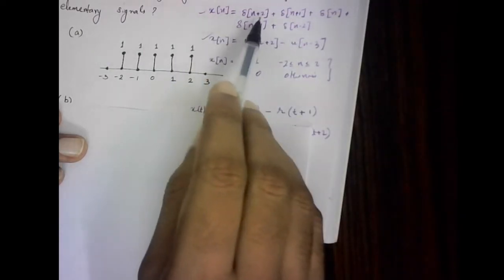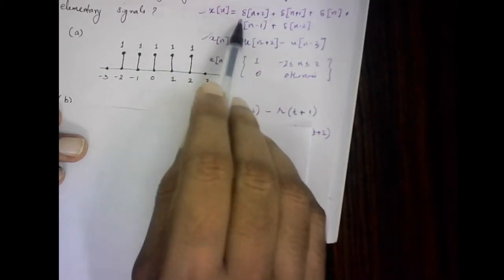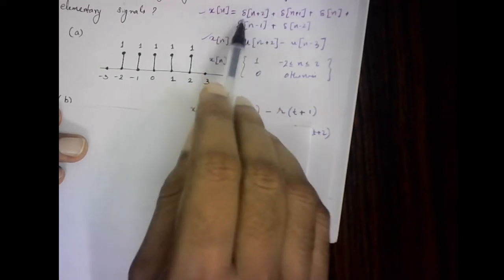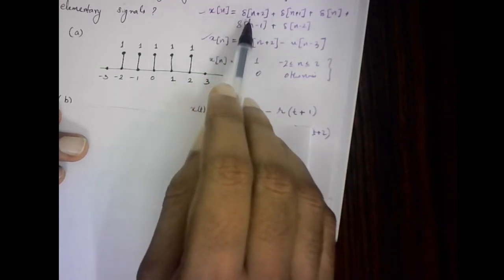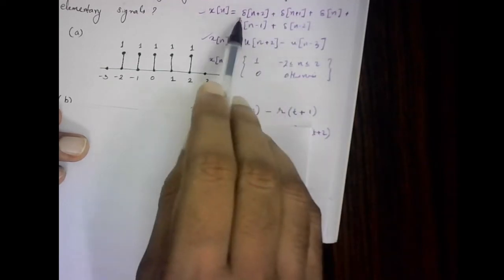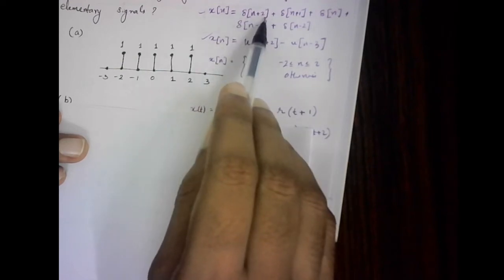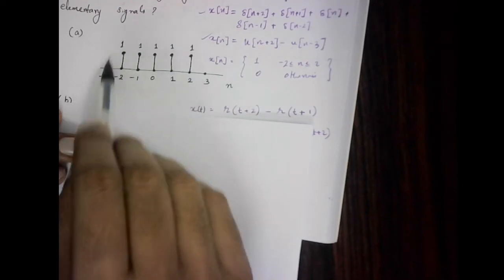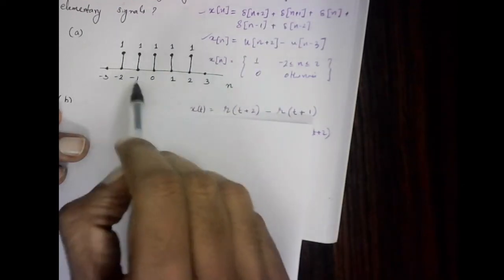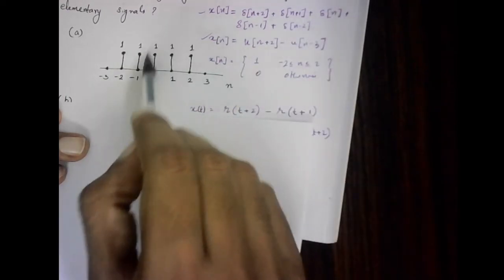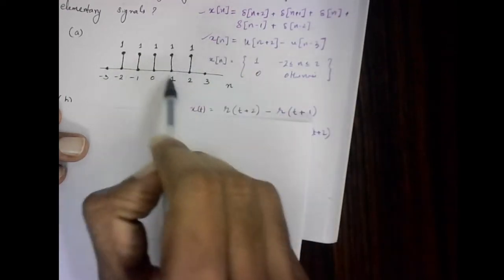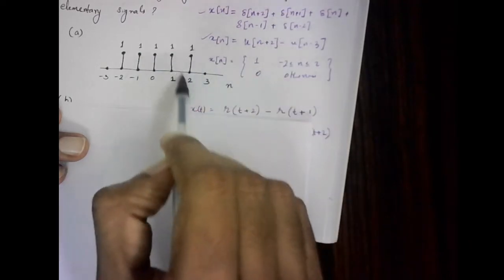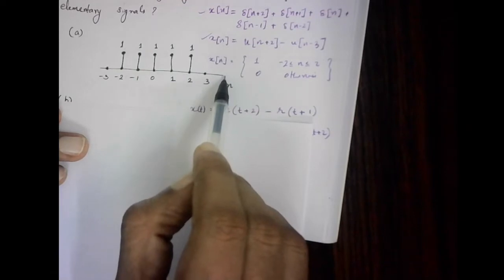So let me give a brief idea of what del of n plus 2 is. You know what del of n is. Del of n is 1 for n equal to 0 and 0 otherwise. So del of n plus 2 is a signal which is advanced by 2 instants, right? So it is basically this particular signal. Del of n plus 1 is this particular signal alone. Del of n is this signal. Del of n minus 1 is this particular signal. Del of n minus 2 is this particular signal. So by adding these signals, you can obtain this particular signal. So that is one method.